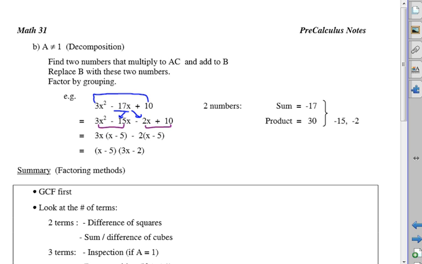Okay, I think I have some down below. Let me look at my notes. Yeah, we're good. So we'll go through a couple examples.